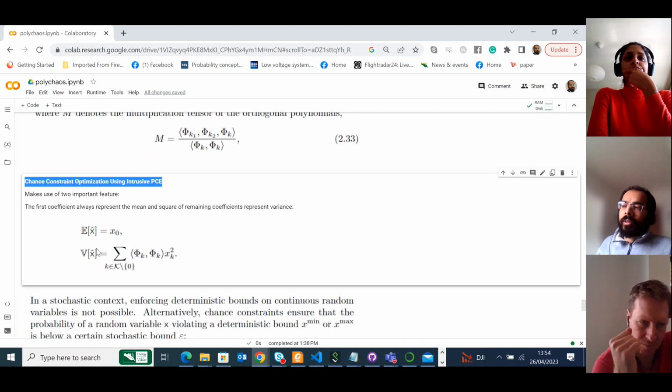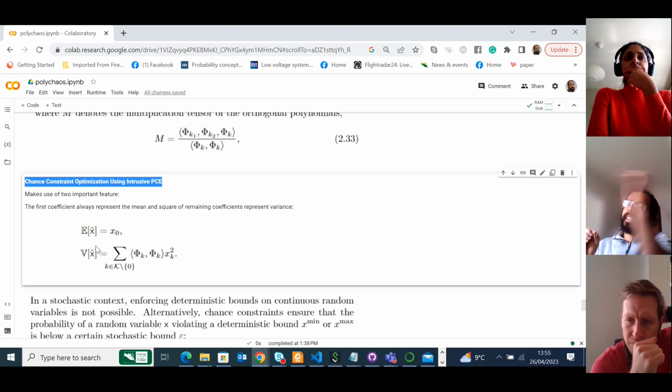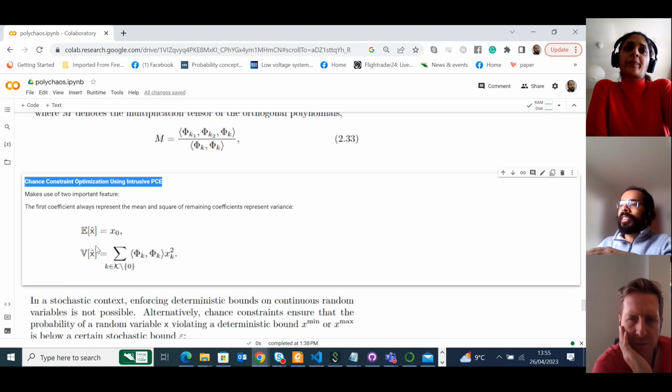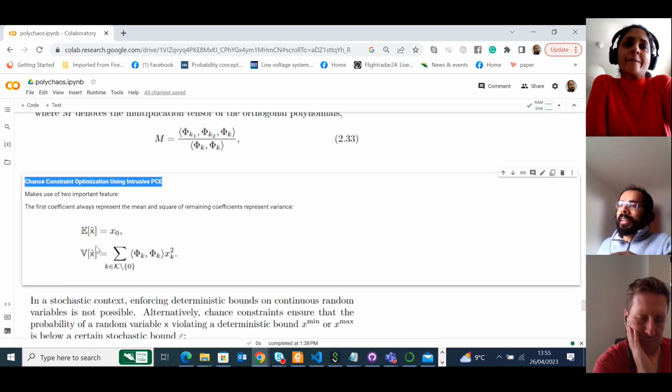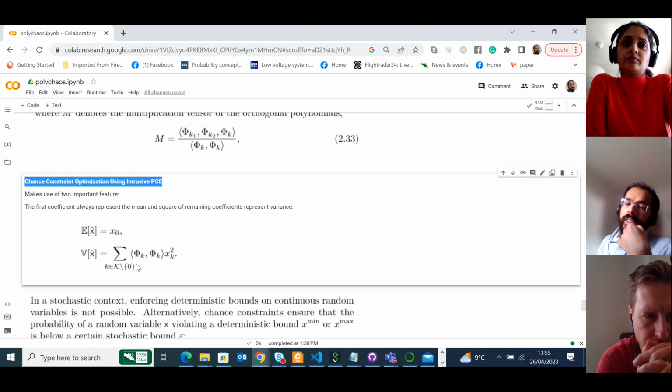So now, let's say you rewrote all those physical equations, you do the Galerkin projection, and you get the output. You basically get the coefficients of the output, and for those coefficients, the first coefficient is always the mean of that output, and the sum of the squares of the remaining coefficients is the variance.